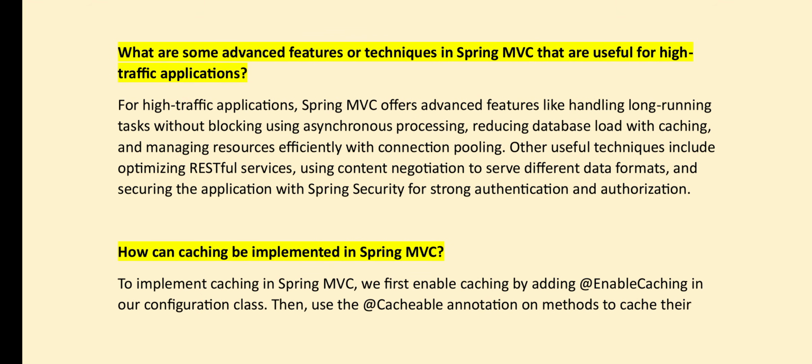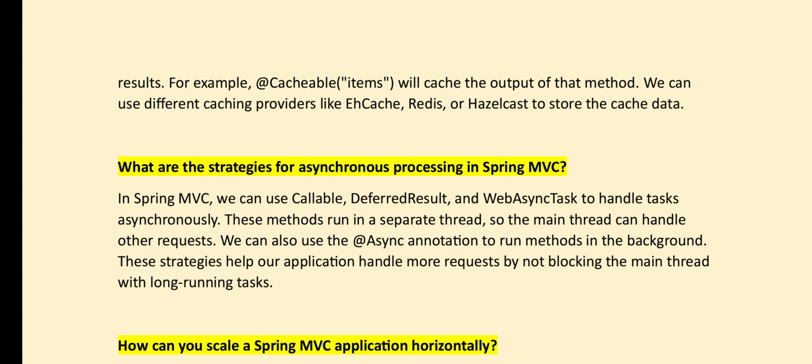How can caching be implemented in Spring MVC? To implement caching in Spring MVC, we first enable caching by adding @EnableCaching in our configuration class. Then we use the @Cacheable annotation on methods to cache their results. For example, we use @Cacheable with a parameter, for example, items. We'll cache the output for that particular method. We can use different caching providers like EHCache, Redis Cache, or Hazelcast to store the cache data.